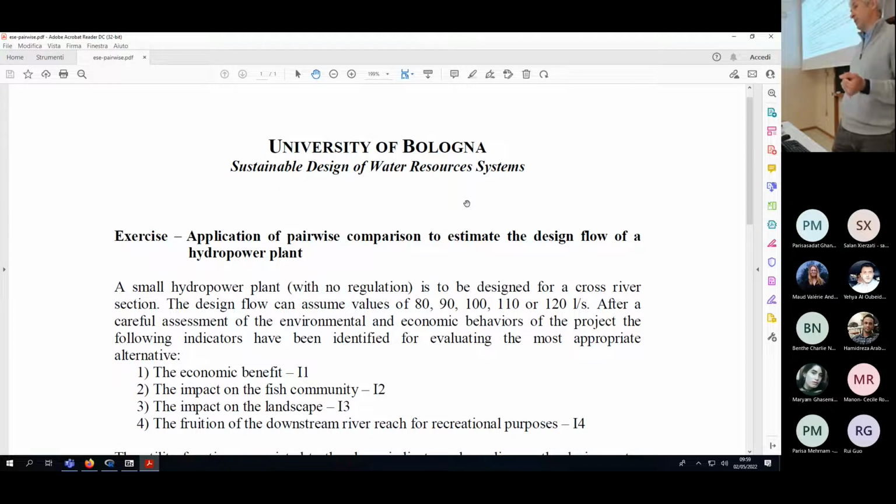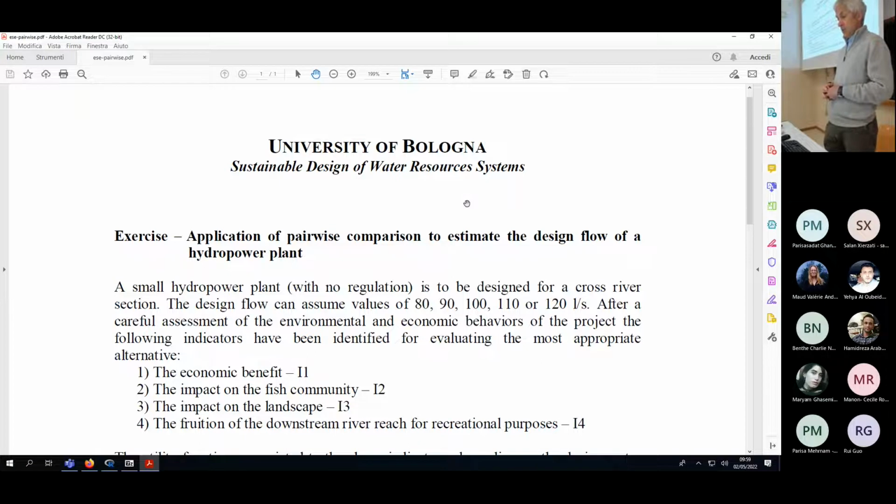Of course, if you get less water, you get less benefit from the withdrawal, but I guess you reduce the environmental impact, the impact on the ecosystems, etc. Conversely, if you increase the design flow, you get more benefit, maybe economic benefit, but also more water for irrigation, if the purpose is irrigation. But by increasing the design flow, you increase the impact.